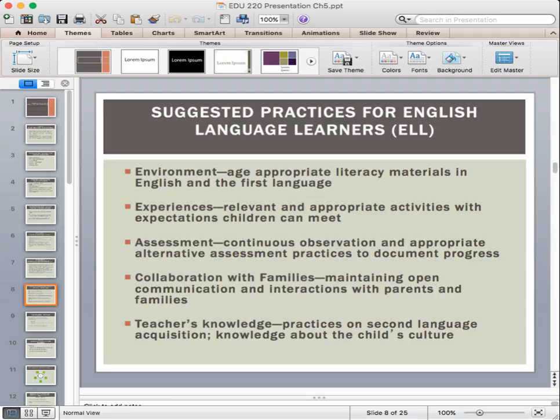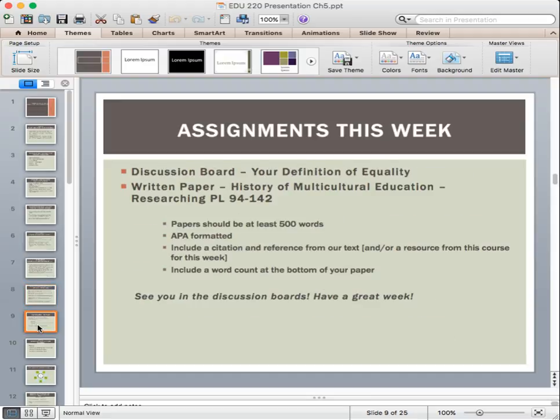And so here are some ideas for suggested practices for ELL learners, for ELL students. And that concludes the presentation for this week. Our assignments this week are, of course, about your definition of equality. And then we have a written paper, The History of Multicultural Education, really focusing on researching PL 94-142.